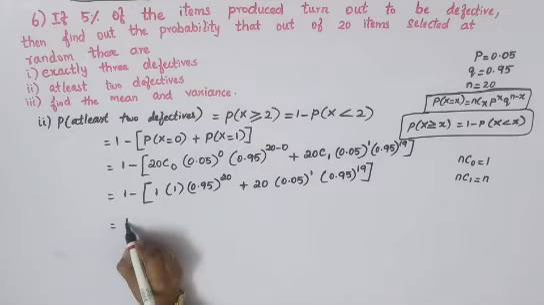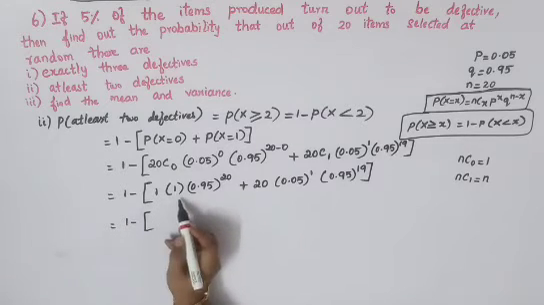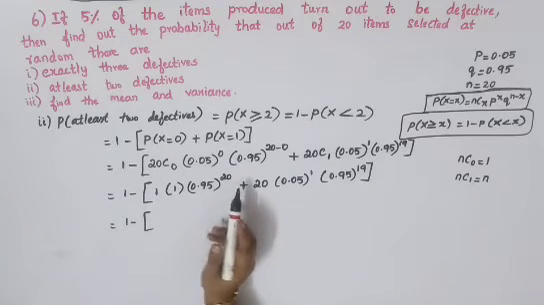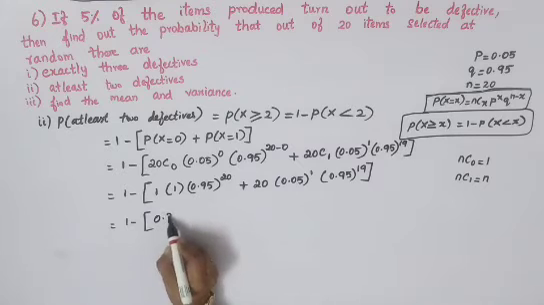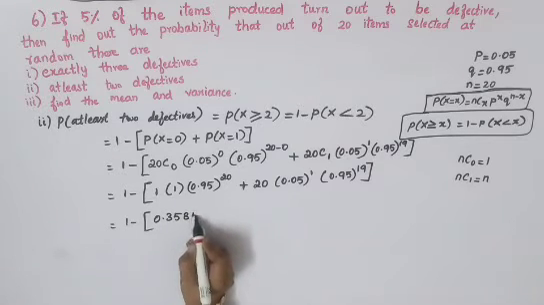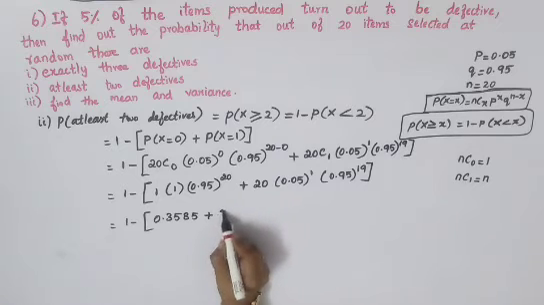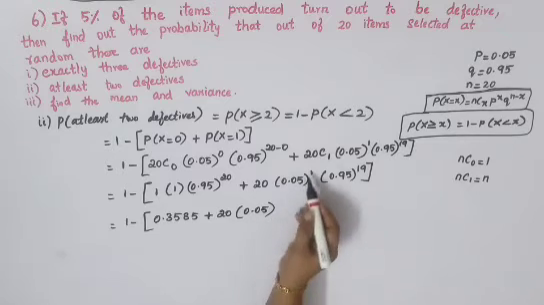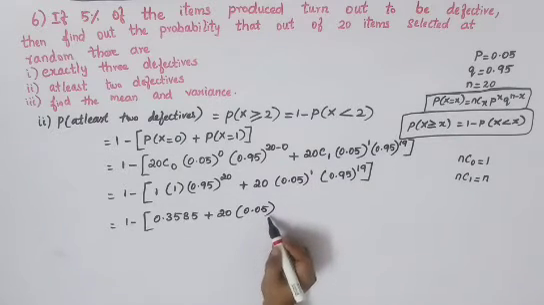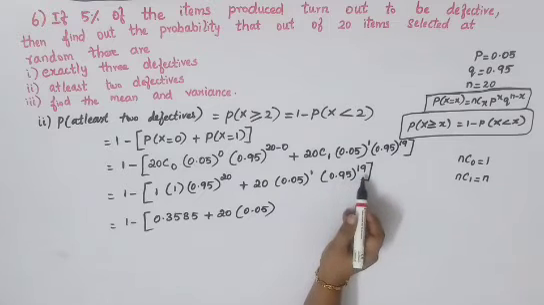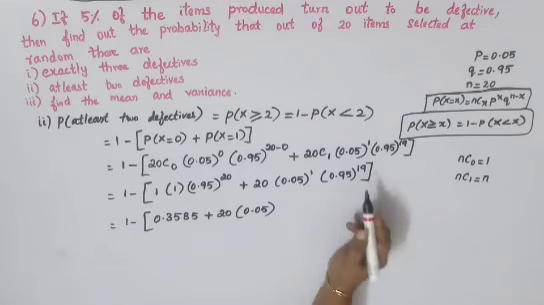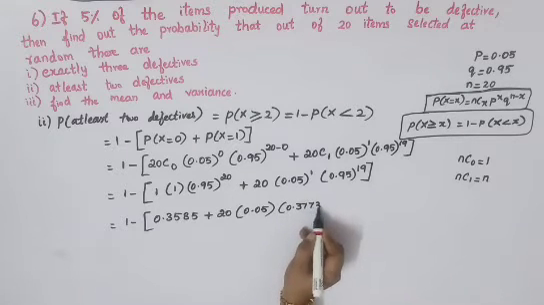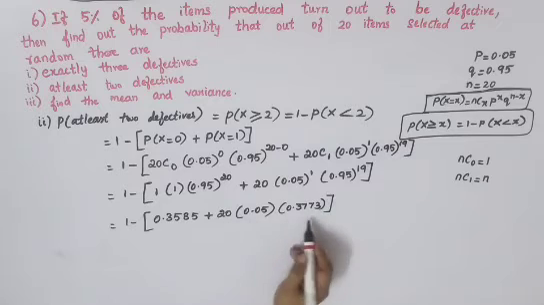Which is equal to 1 minus, this is 1, so 0.95 the whole power 20. If you do it with your calculator, you will get your answer as 0.3585, plus this 20 will be there as it is, into the 0.05 is also as it is because power is 1 only. So I can leave it as 0.05, and 0.95 the whole power 19, again you can use your calculator, you will get your answer as 0.3773. Now just multiply this, then add with this.